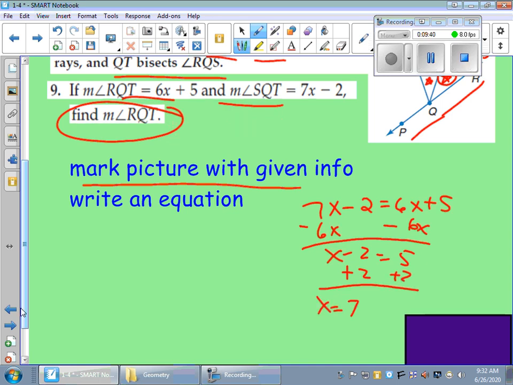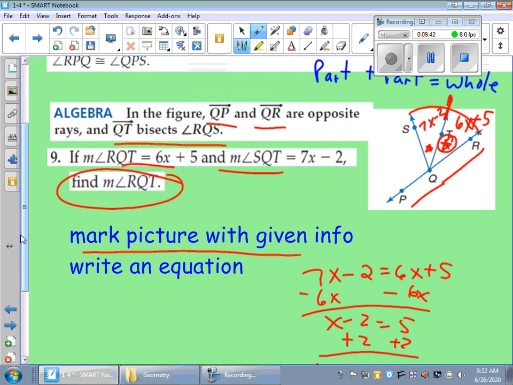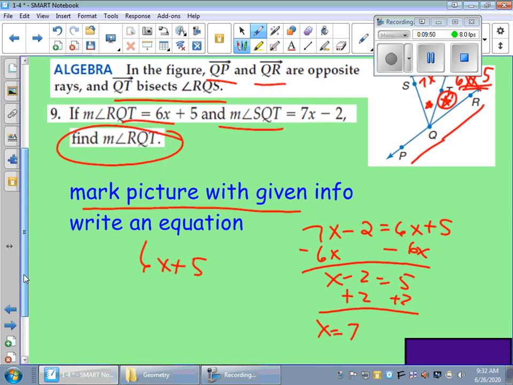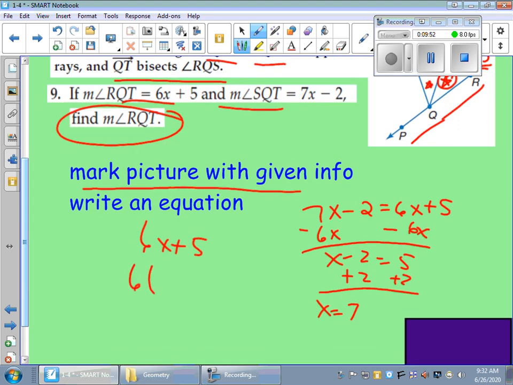So when we find that x is 7, we now can plug that into the expression. So this is our expression, 6x plus 5. We just defined that x is 7, so 6 times 7 plus 5. So 6 times 7 gives us 42, plus 5, we know that the final answer is 47. 47 is going to be the measure of angle RQT.